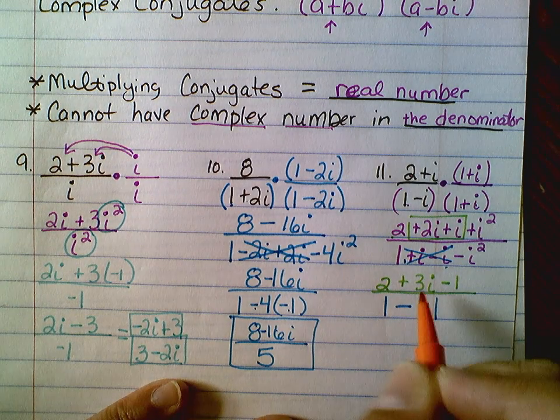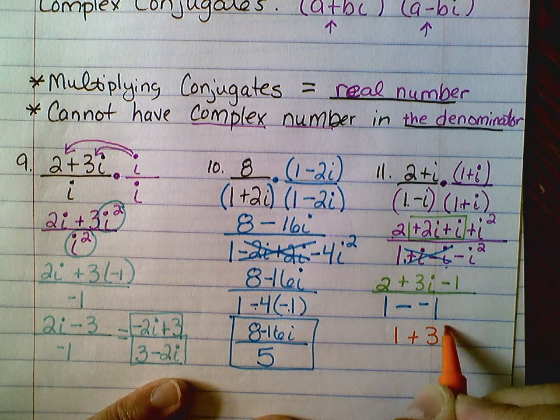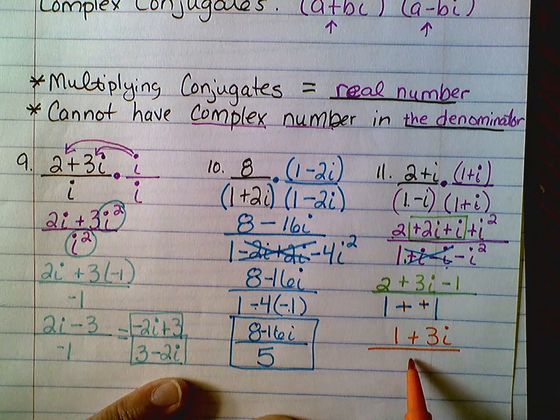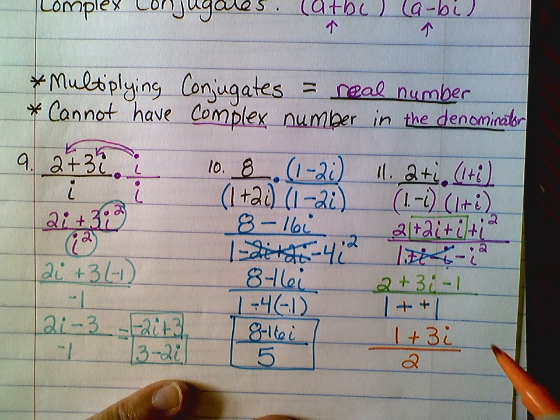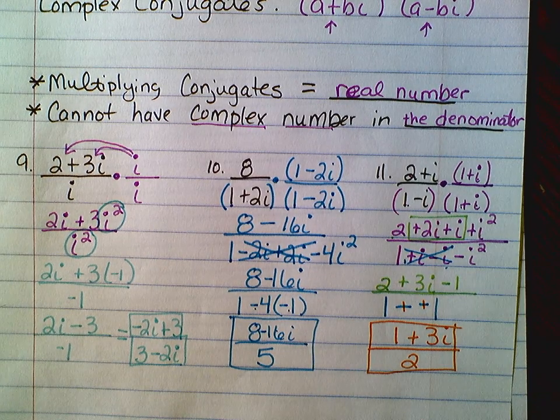So we simplify the numerator. I have 2 minus 1, which is 1, plus the 3i. And in the denominator, 1 plus 1 is 2. And once again, I have 1, 2, and 3, which cannot reduce. So that is my answer.